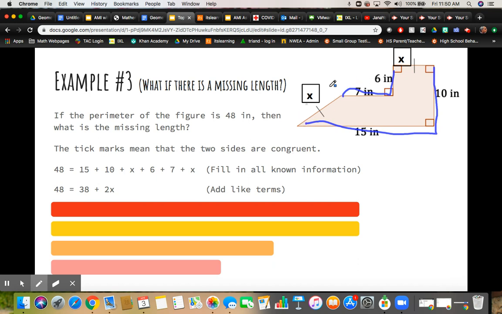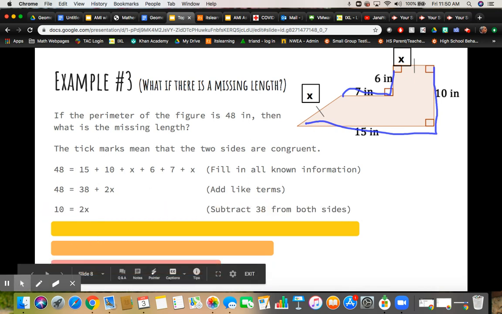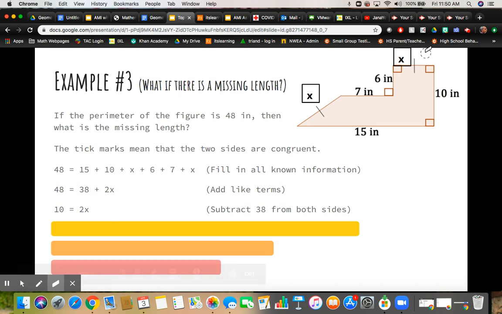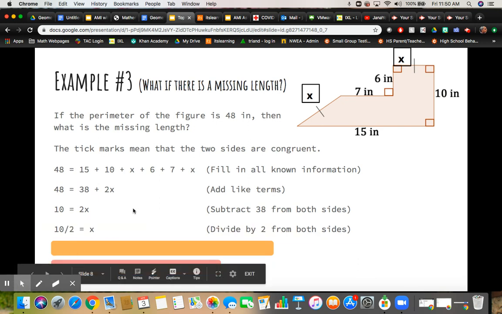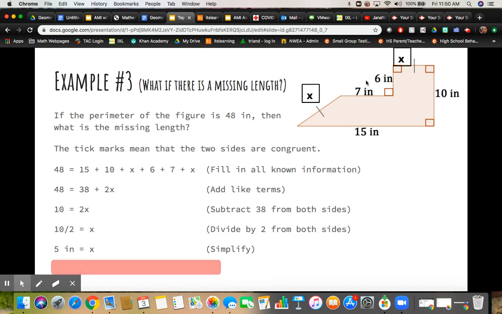But I only need to know what my missing length is. So why don't we get rid of this 38 inches? To do that, I can just subtract it from both sides. Then I'm left with 10 inches is equal to 2x. That 10 inches is talking about this x plus this x. If I just want to know what 1x is equal to, I'm going to divide by 2. So 10 divided by 2 gives us 5 inches. So the measure of this side is just 5 inches. I can say it in a sentence once again.